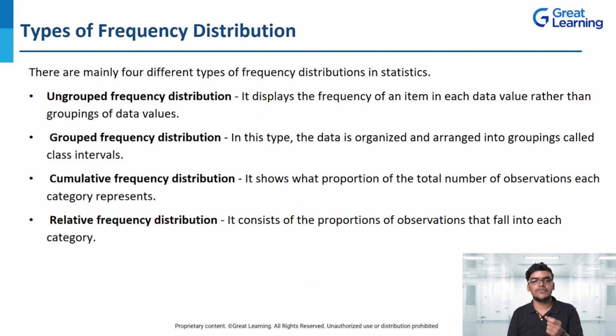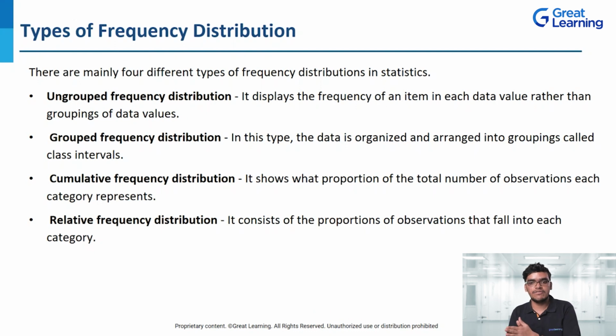Now, coming to the group frequency distribution. We use it when we have a large set of values, for example 1000 cricket players. I can't write one by one that the runs scored by this cricket player are 0, 1, 2, 3, because my table will be too long. So what can I do?